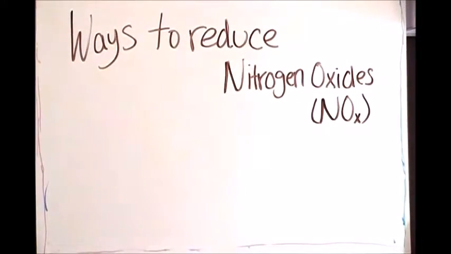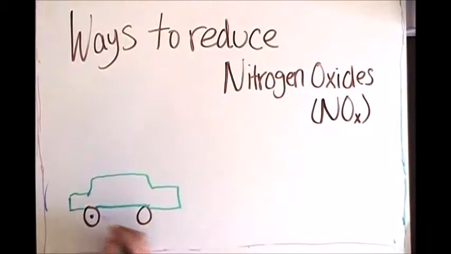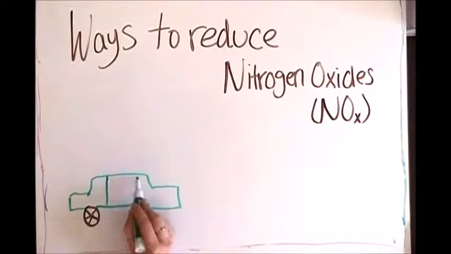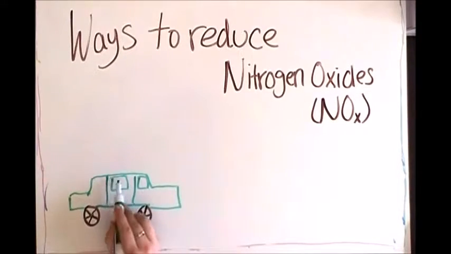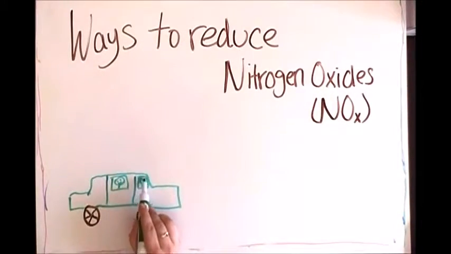Here are some ways to lower the pollutants in the air, which is caused by nitrogen oxide. The first thing to do is carpool. Carpool with a friend. Carpool with people from your school. This way, you are not using as much gas.